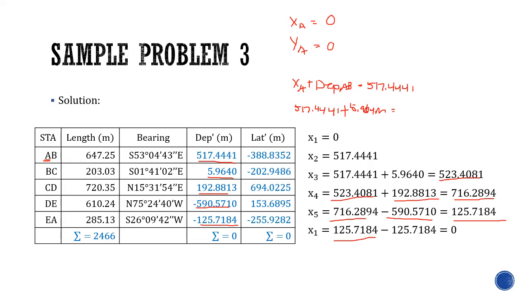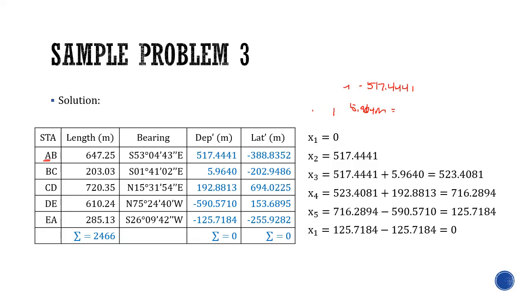Okay, so 125.7184. 0. Yun yung coordinate ng A. Tama naman, di ba? A is the origin. So, dapat yung x1 babalik sa 0. Since siya ay nag-0, ibig sabihin, tama yung ginawa natin. Kasi nag-close eh. Okay, so yun yung maganda dito sa situation na to, no? Kumbaga, nagko-close. Alam mo kung tama yung ginagawa mo. Kasi kapag ka nakita mo that the x-coordinate of A ay hindi 0, ibig sabihin, meron kang mali na ginawa.